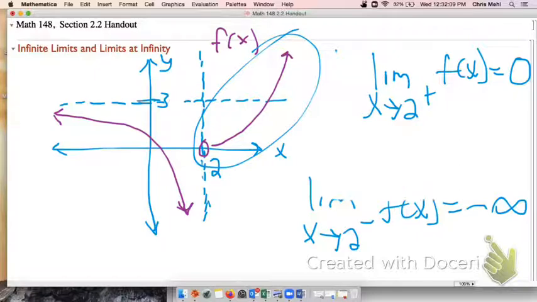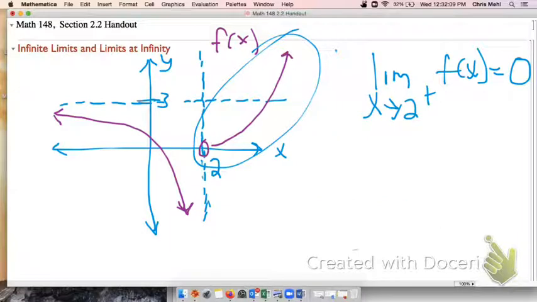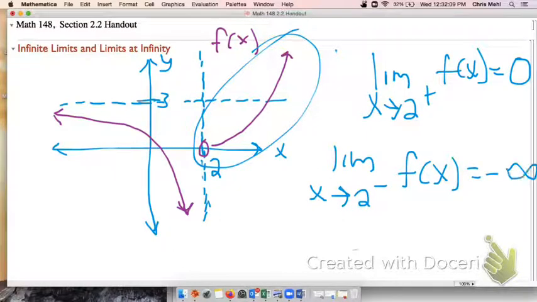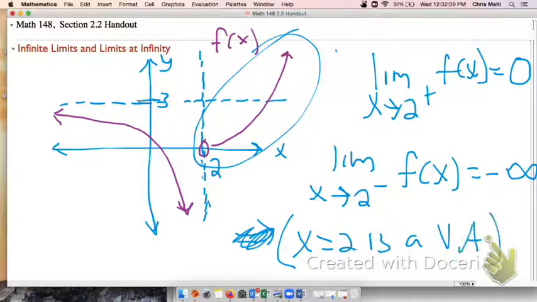I should have left myself some room here. I'm just going to rewrite this. Again, the limit as x approaches 2 from the left of f of x was equal to minus infinity. That is what tells you that x equals 2 is a vertical asymptote. So if at an x value on the left or right hand side, the limit is infinite, that tells you the x value is a vertical asymptote. Now we're going to do all this algebraically in just a second. So this is how to deal with infinite limits and limits at infinity if you're looking at a graph.